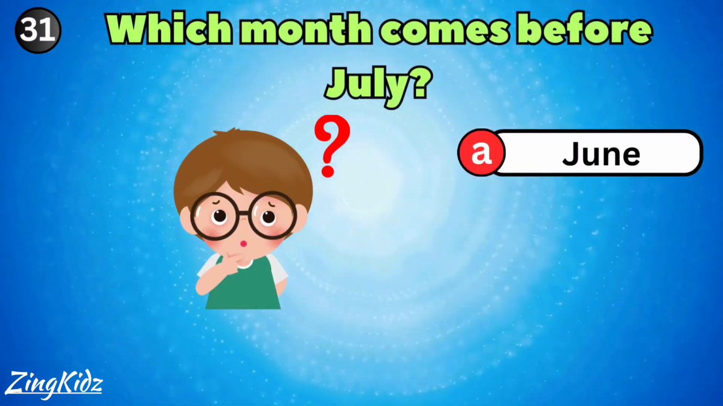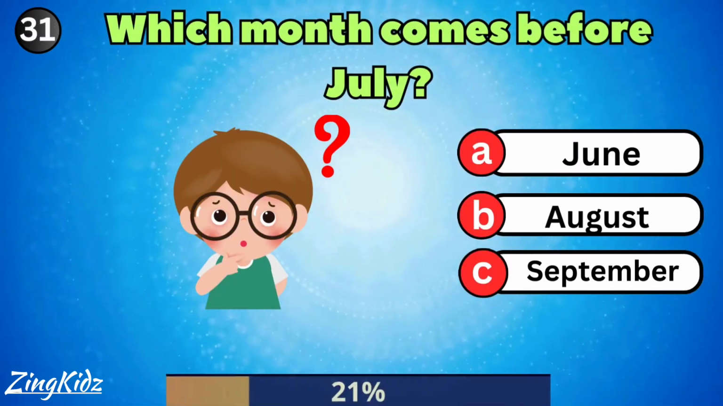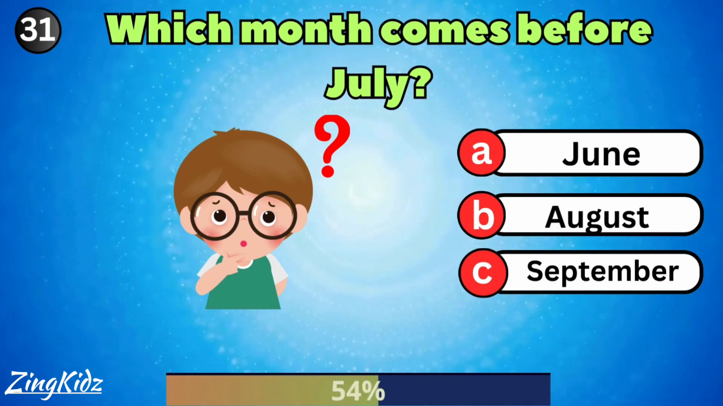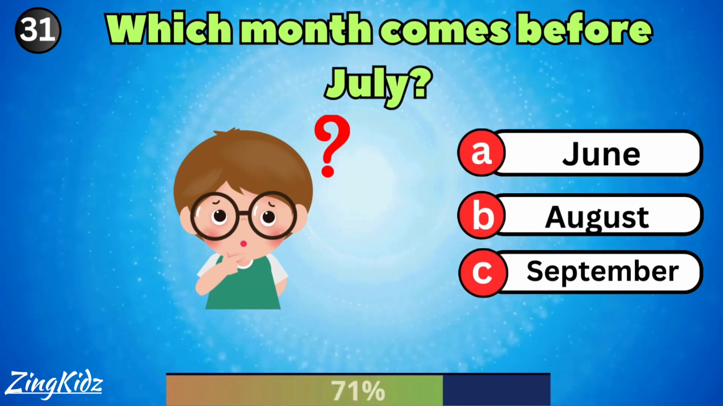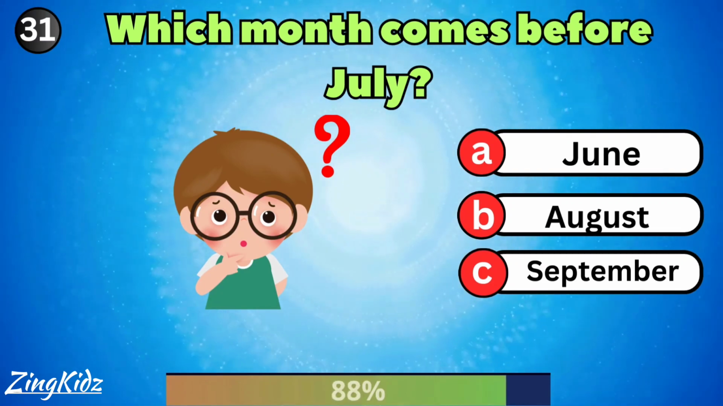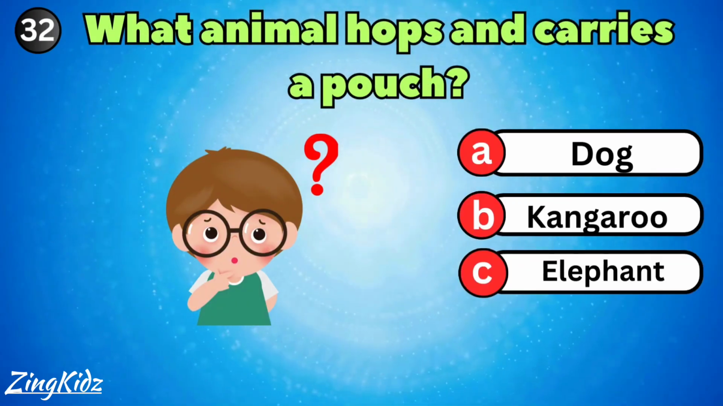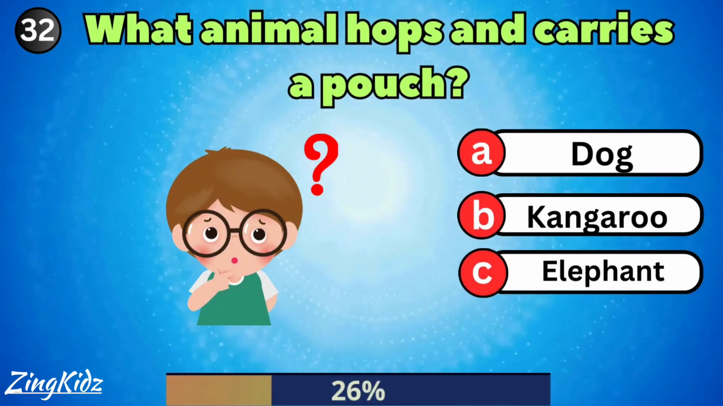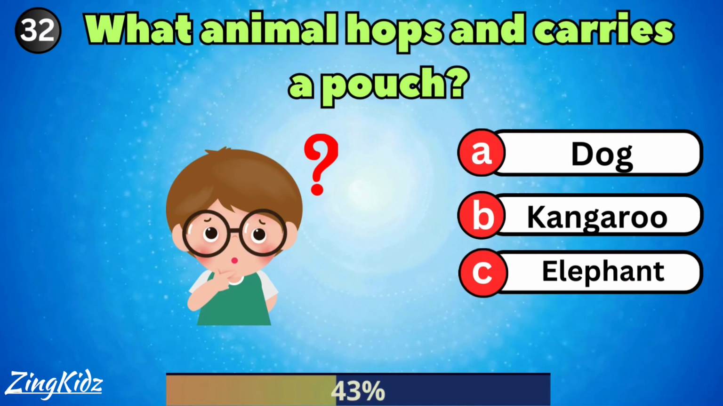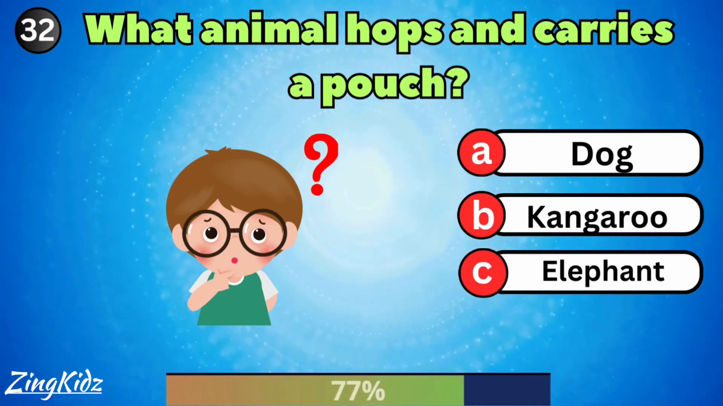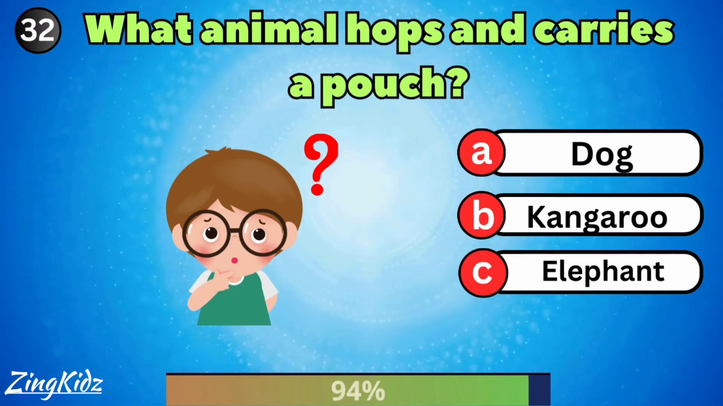Which month comes before July? June is the correct answer. What animal hops and carries a pouch? Kangaroo is the correct answer.